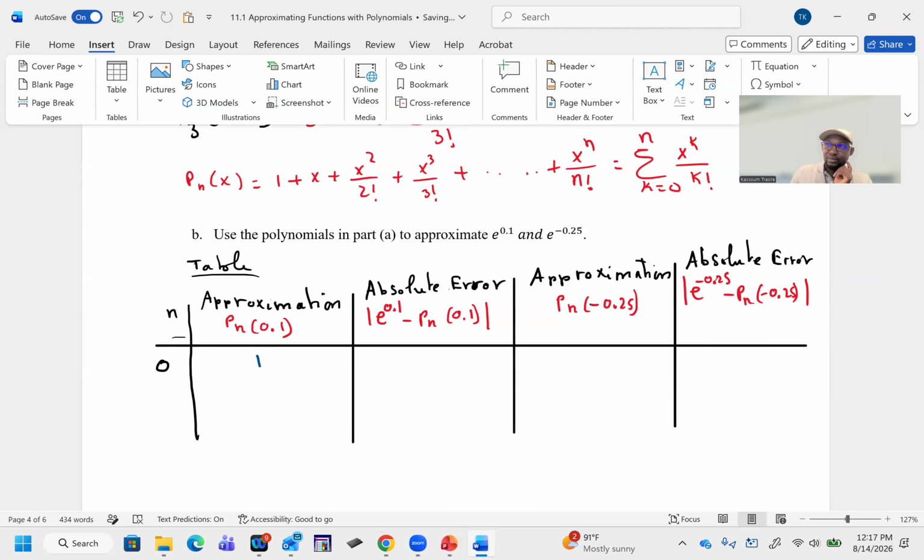And then the absolute error will be what? e to the power of 0.1 minus 1, which will be 1.1 times 10 to the power of negative 1. Same thing for negative 0.25: p sub 0 of negative 0.25 would still be 1, and e to the power of negative 0.25 minus 1 will be like 2.2 times 10 to the power of negative 1.